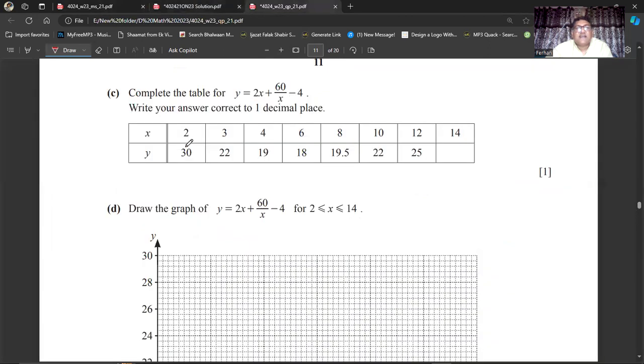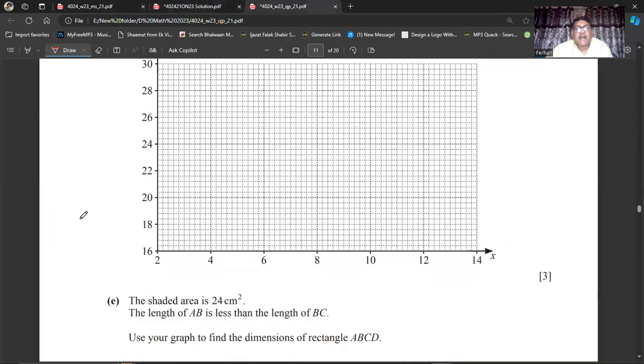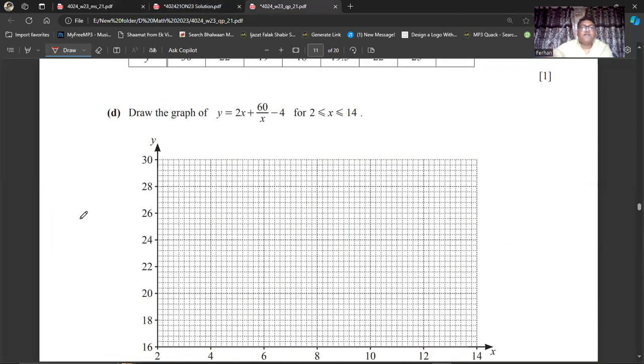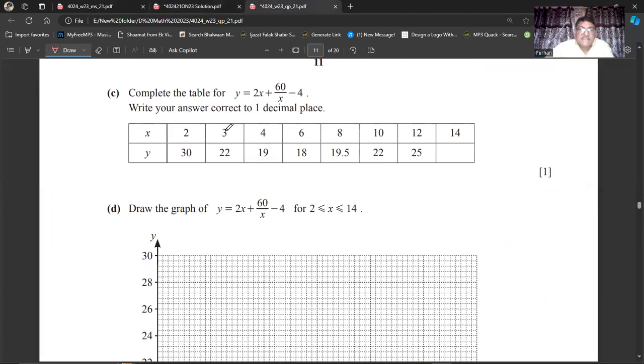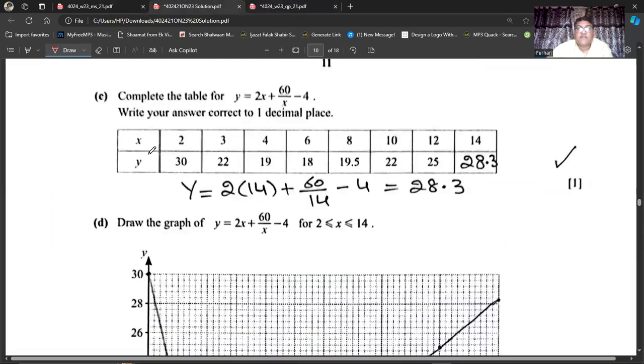Then he says, draw the graph of y equals 2x plus 60 by x minus 4 for the values of x from 2 to 14. So basically, this is that table. At 2, you have 30. At 3, you have 22. At 4, you have 19. At 6, you have 18. You have 8, 19.5, 10, 22, 12, 25, 14, 28 point something.